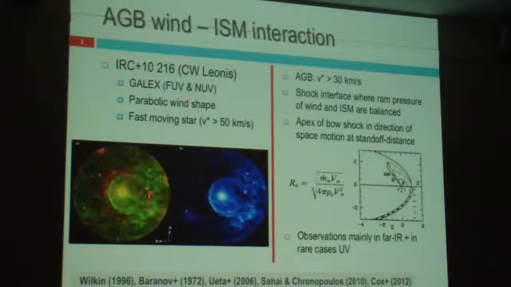This is a GALEX image by Antonopoulos. As you see, it has this very typical bow shape. It's a fast-moving star.